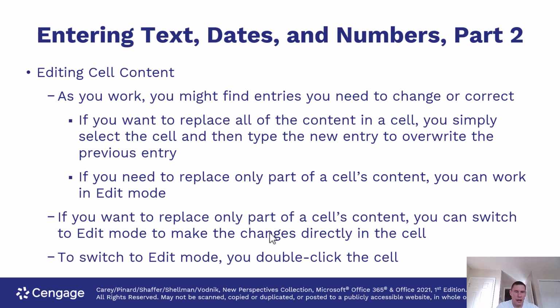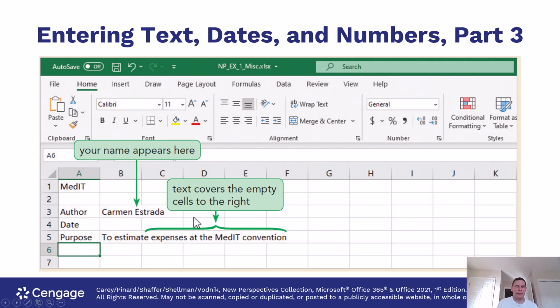If you want to replace only part of a cell, then probably the easiest way, you can switch it to edit mode, or you can just double click into the cell, and then you can select where you want to change and just do it that way.